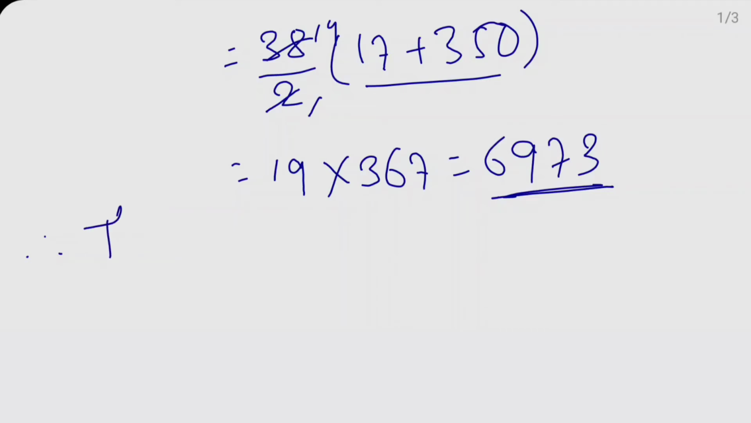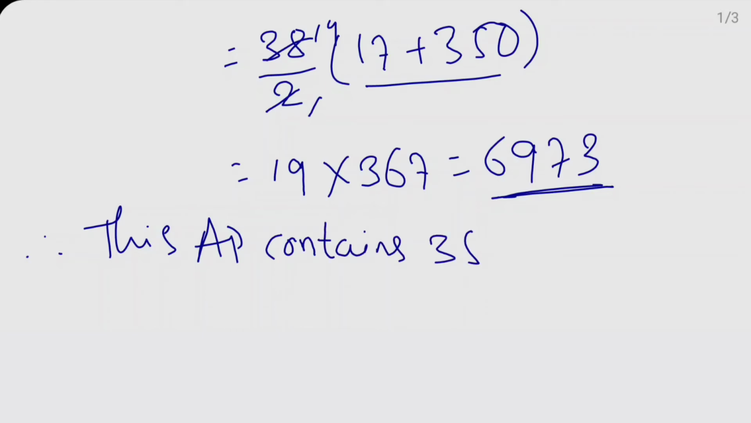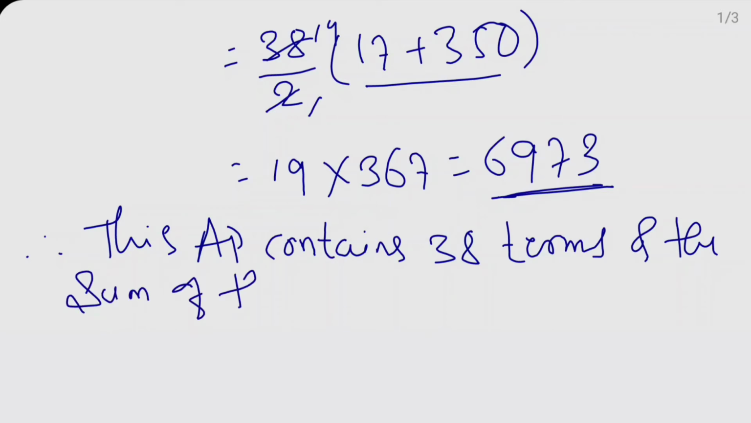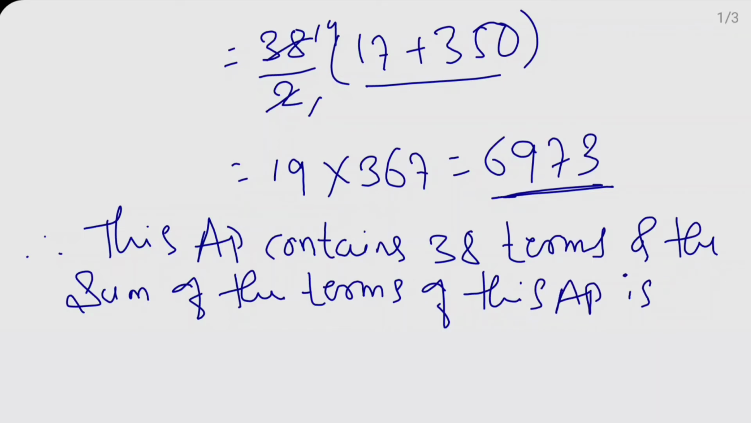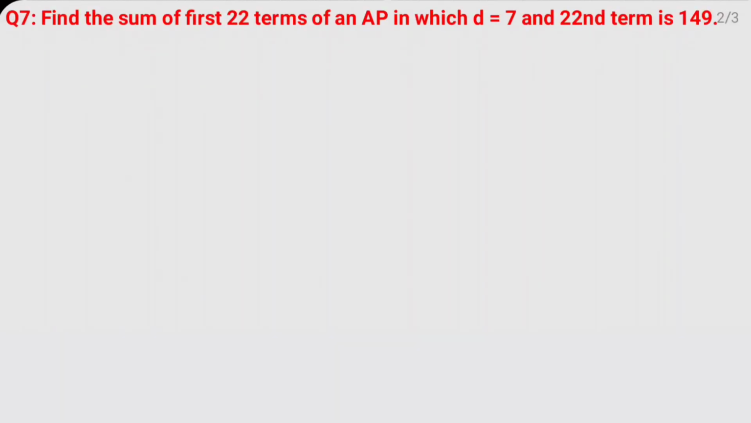Therefore this AP contains 38 terms and the sum of the terms of this AP is 6973. Is it clear?